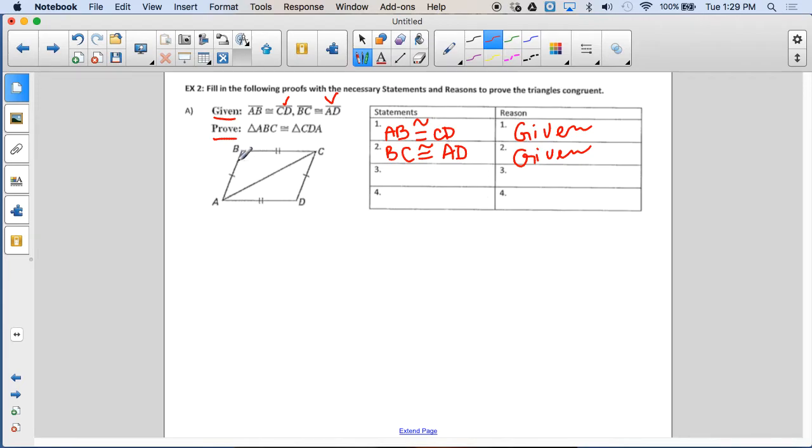Okay, so the triangles are already marked. AB is congruent to CD. BC is congruent to AD. The last thing I'm going to say to make these two triangles congruent is AC, which is a side of both triangles, is congruent to AC. And how do I know it? That's right, everything is congruent to itself by the reflexive property.